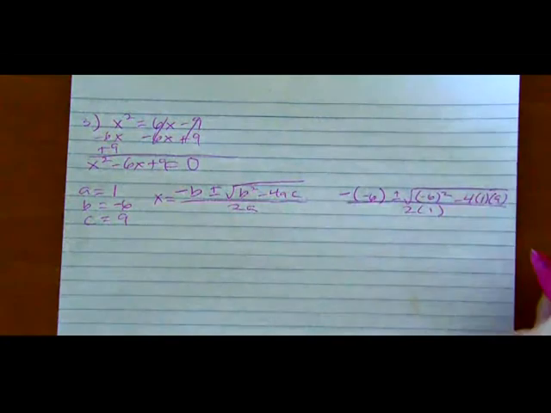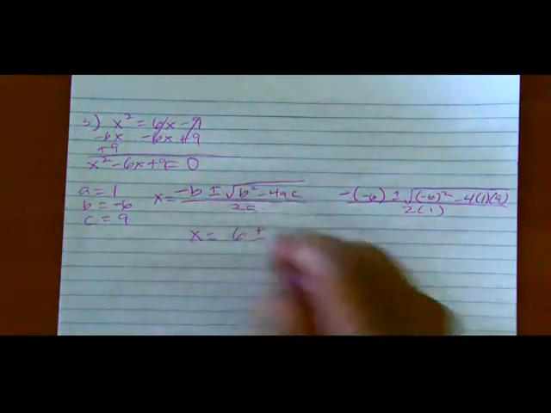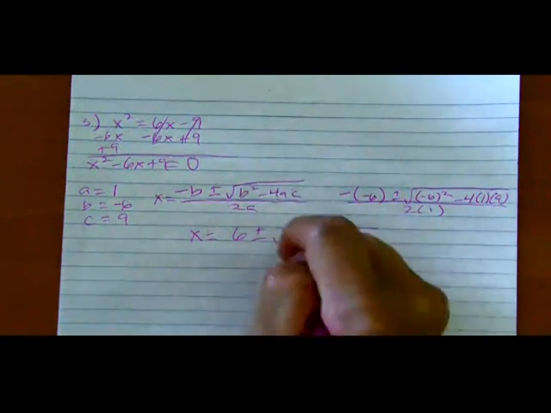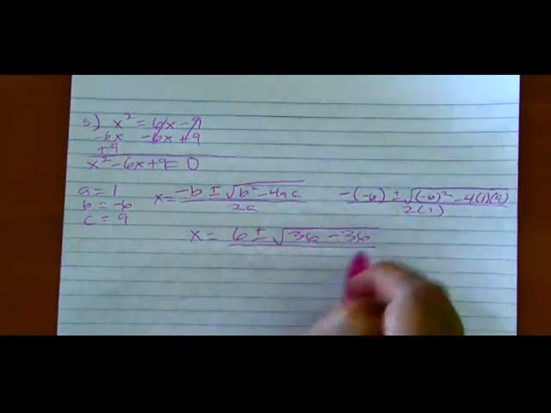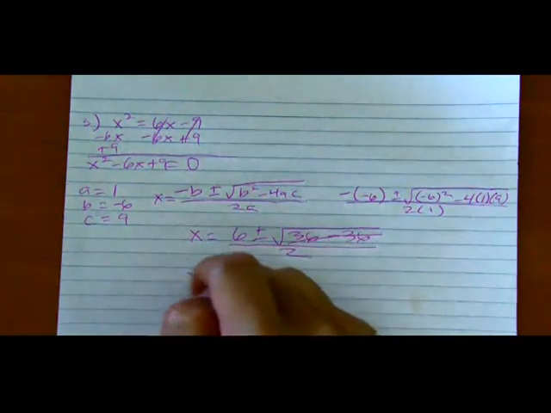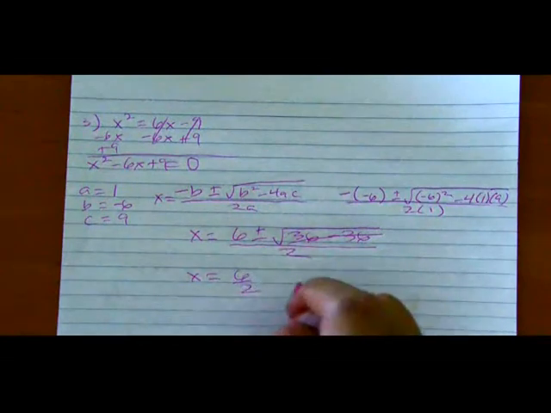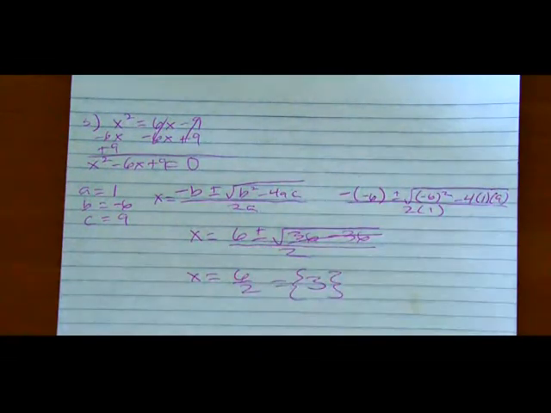Now we just calculate. 6 plus or minus 36 minus 36. Oh, that's nice. Over 2. That cancels. That's 0. So x equals 6 over 2, which is 3. We have only one solution.